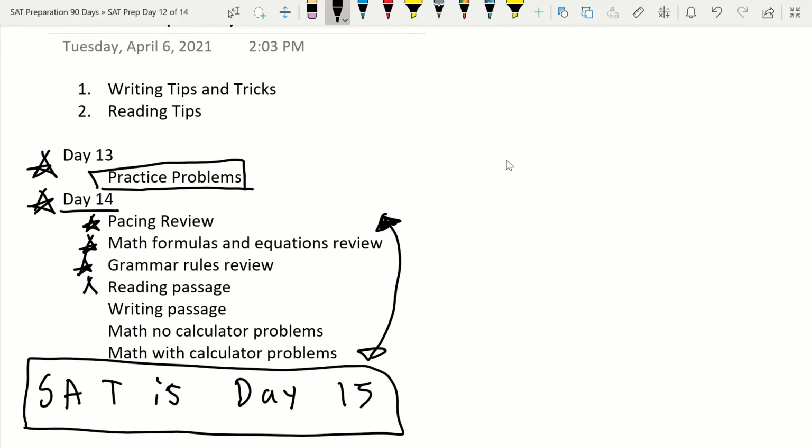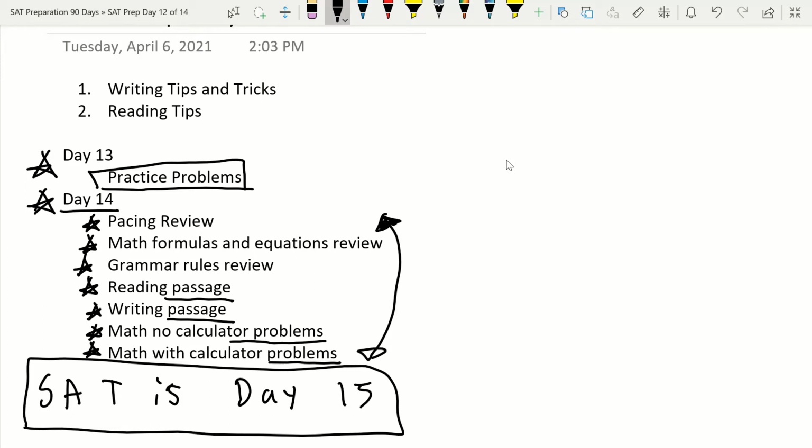Then after that, once again, we're going to go through a reading passage because I do want you to stay fresh and stay with a good understanding of types of questions that are going to be asked and things like that. And we'll do a writing passage. Keep in mind that's not a full section we're going to do, just 1 passage. Then after that, we'll do some math no calculator problems. Once again, not the full section, just some questions. And then the math with calculator problems. Once again, just a few questions.